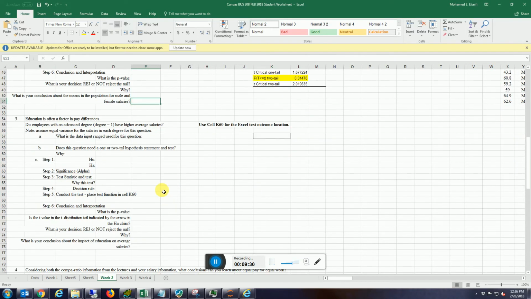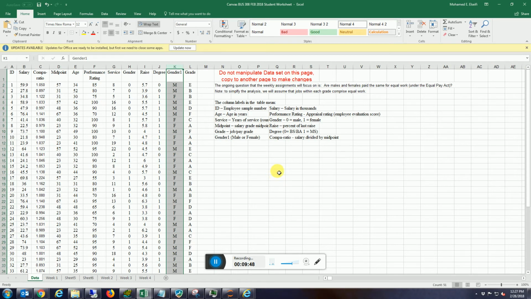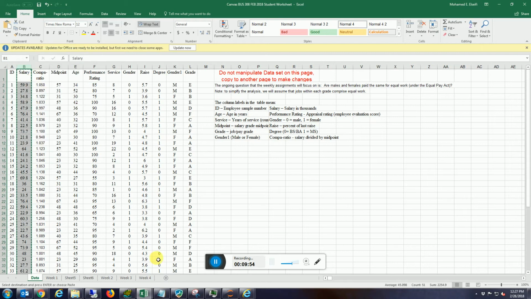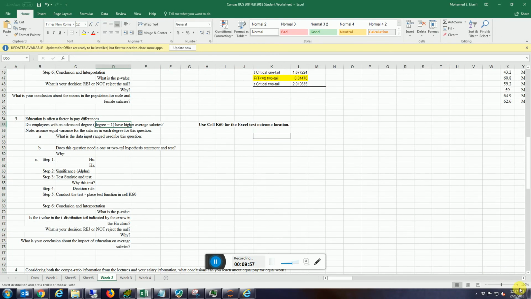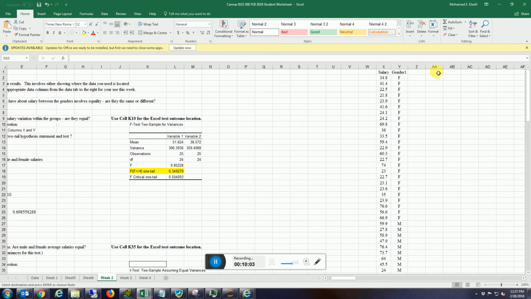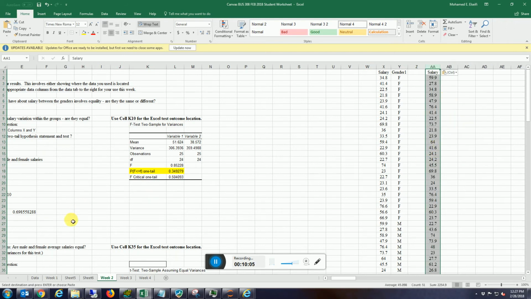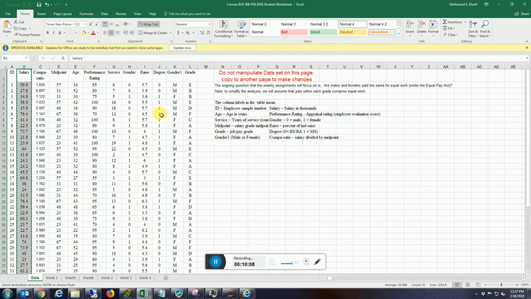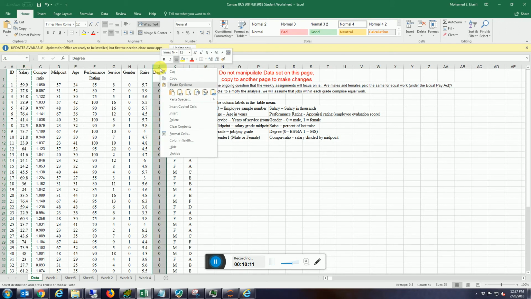Okay, question 3 asks you to look at the effect of education. So we want to compare employees with advanced degrees to employees with undergraduate only. Okay, so let's go back to our data. So now we need salary and education. So here's salary. This time I'm not going to copy gender, I'm just going to copy degree right there.